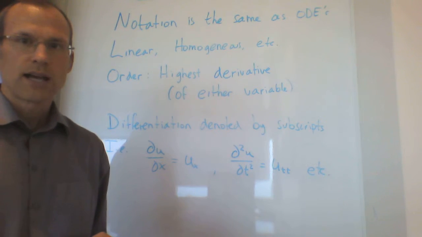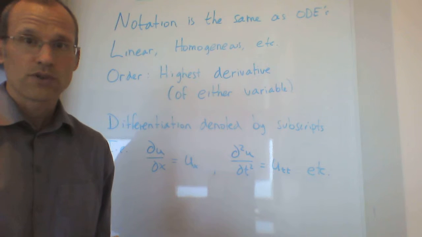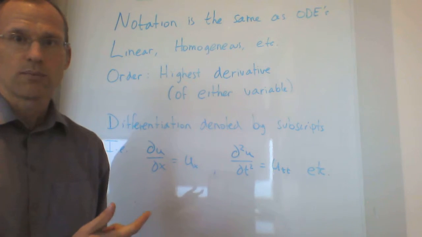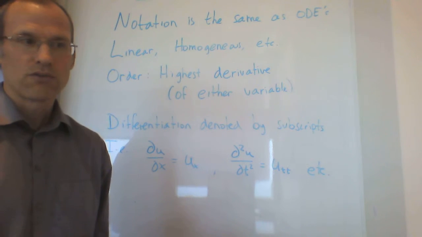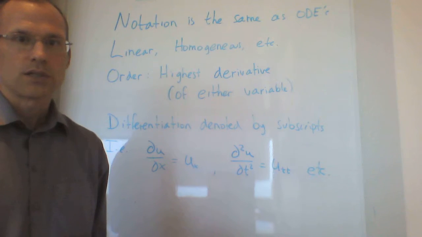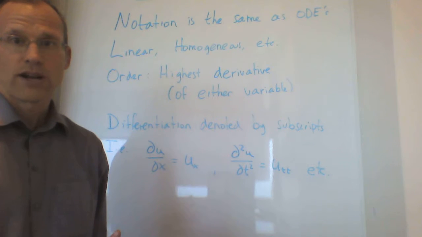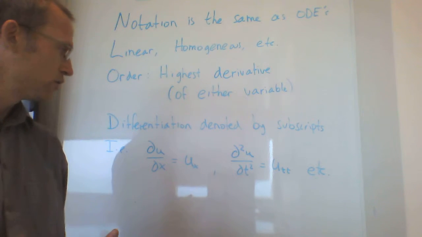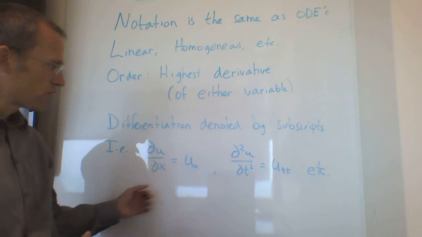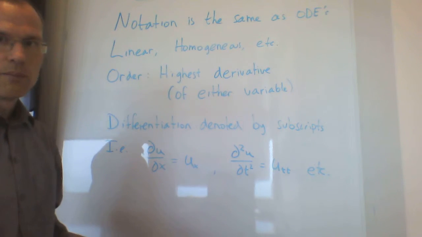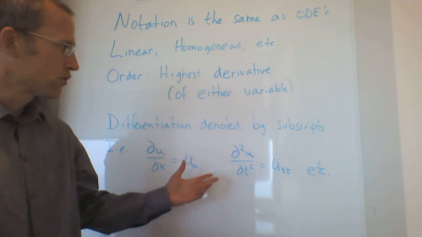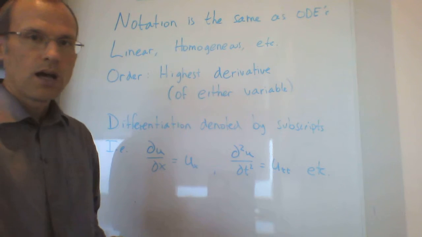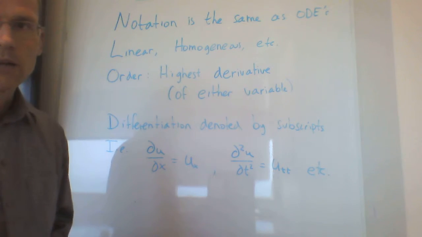The other thing is that there's no sense using primes for derivatives anymore, because with y prime, what does that mean? Is that with respect to t, with respect to x? So instead of using primes, we now use subscripts as a shorthand notation. So that instead of having to write the full partial u, partial x, I can just write u subscript x as a shortcut. Same thing for the second derivative of u with respect to t. I have u_tt for that.